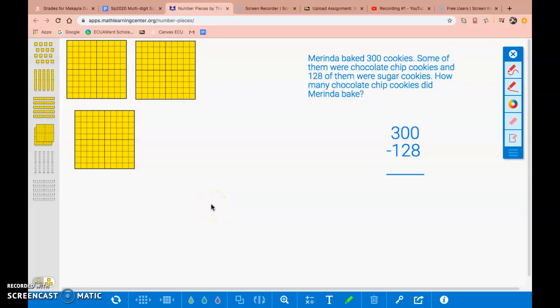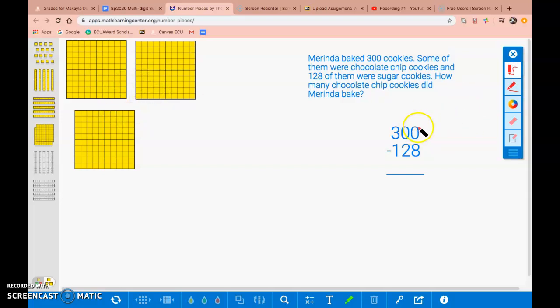Alright, so the problem that we're going to be working with today is: Miranda baked 300 cookies. Some of them were chocolate chip cookies and 128 of them were sugar cookies. How many chocolate chip cookies did Miranda bake? We're going to be using the US standard algorithm for subtraction to solve this problem, and I'm also going to be using these base 10 blocks to model each step as I walk us through this problem.